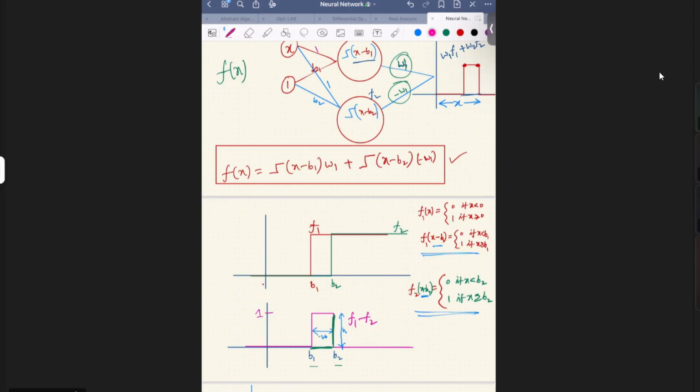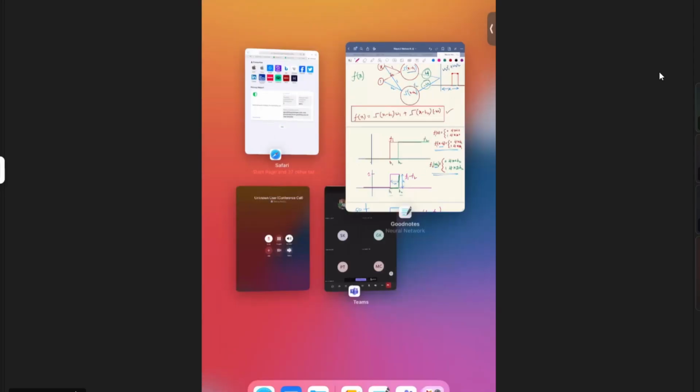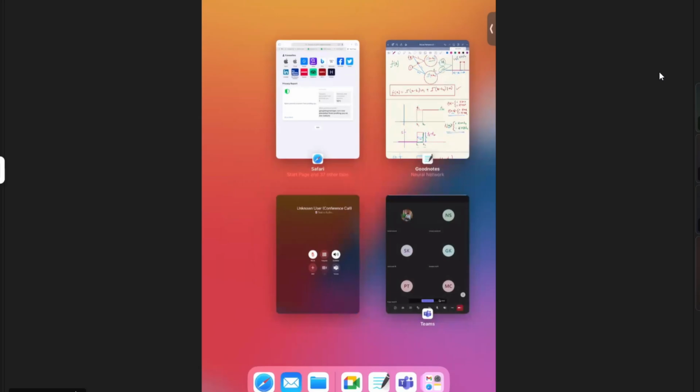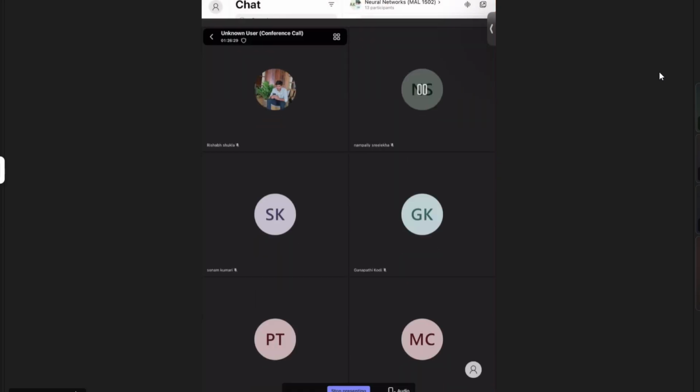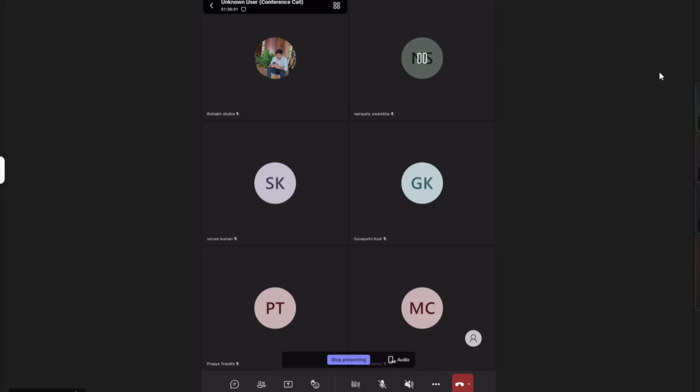Okay, that's it for today. I've taken a few more minutes extra, but okay. So the exercises which I am asking, most of the time you do them, not just for course purposes, but to understand neural networks and machine learning much better.